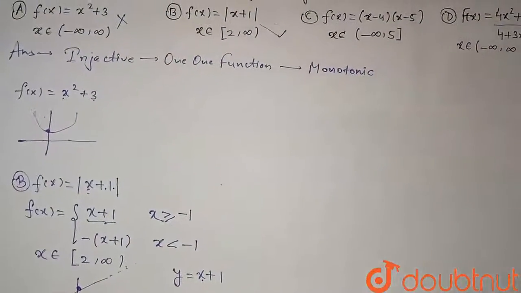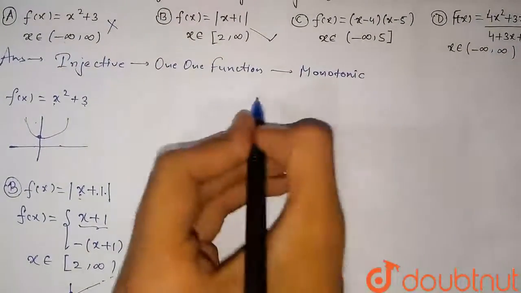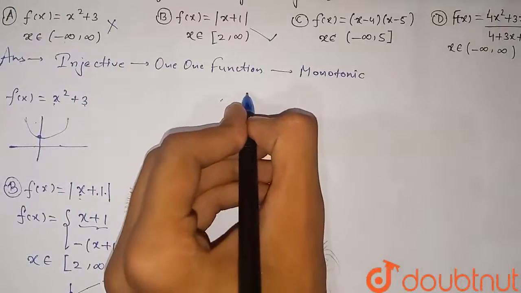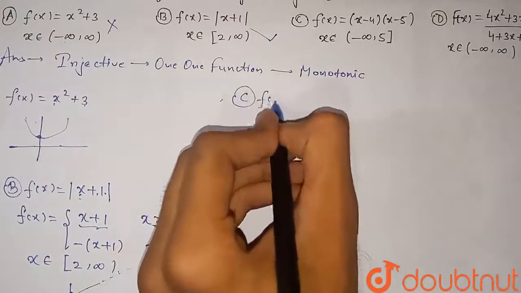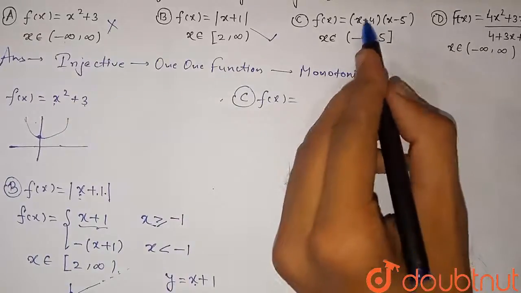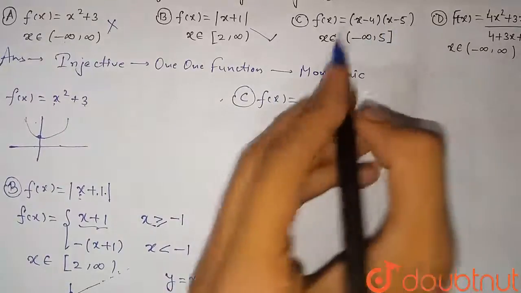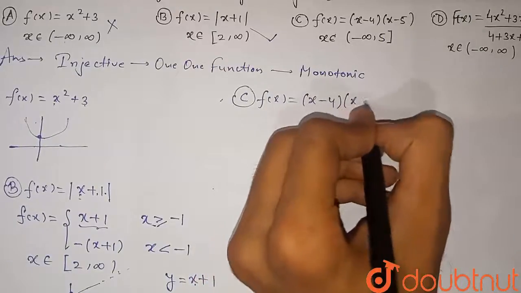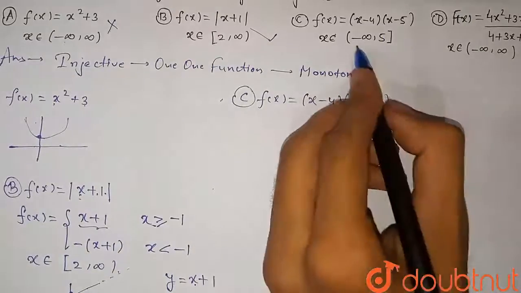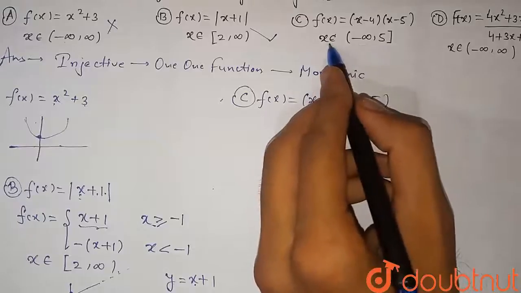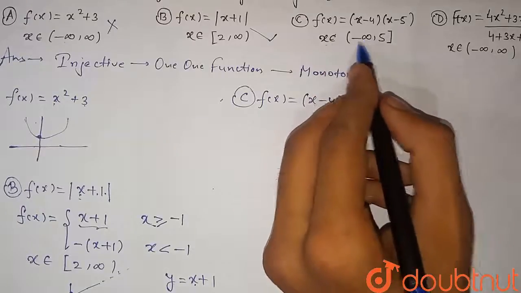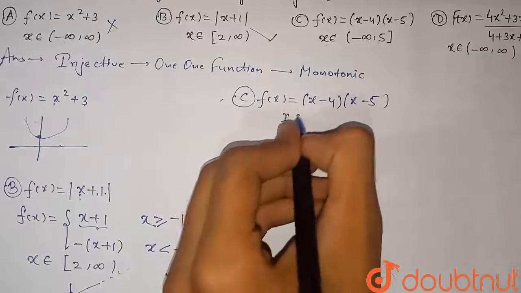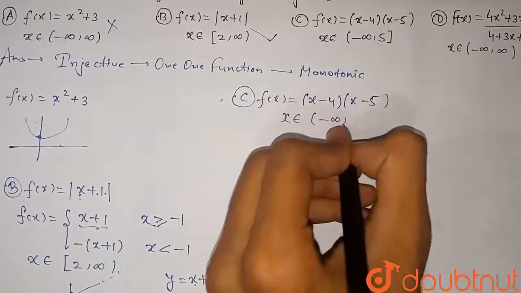Further, if we proceed to our option C, this option is f of x, and it is basically a quadratic again, that is x minus 4 and x minus 5 are the two factors, and this is a quadratic equation. So x minus 4 here, this is x minus 5. So the range of x we have to discuss is minus infinity to 5. So x belongs to minus infinity to 5.